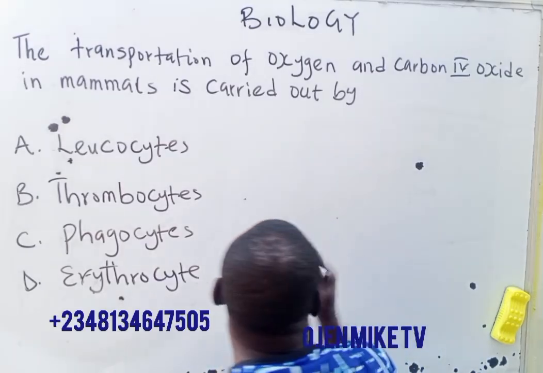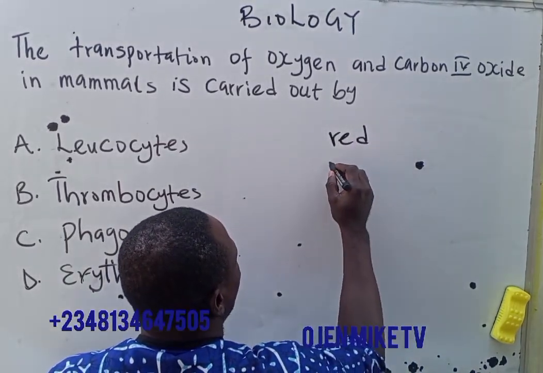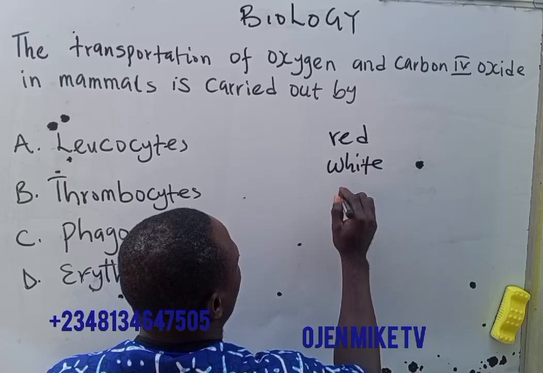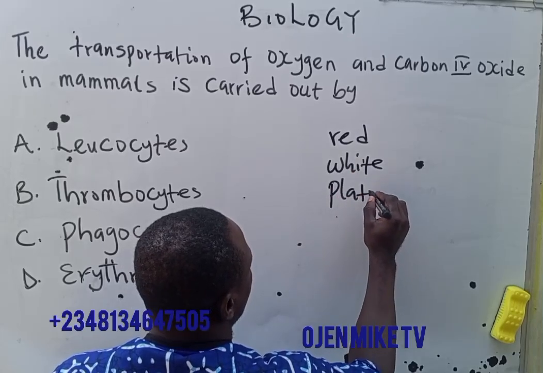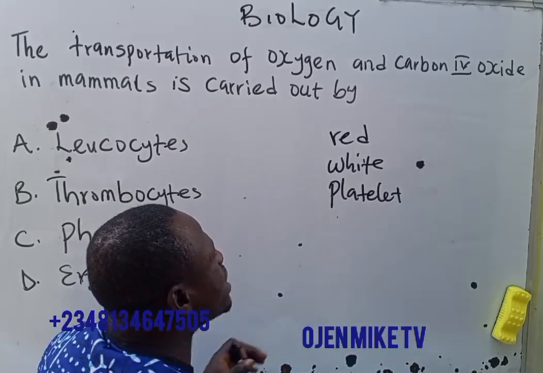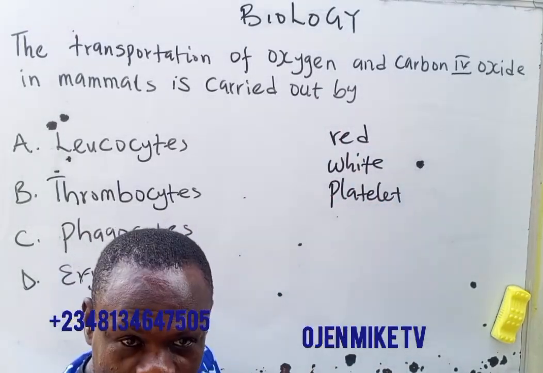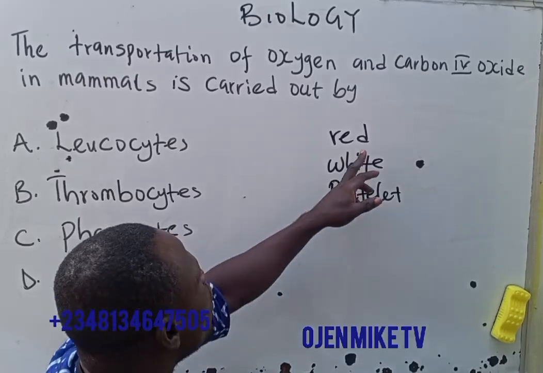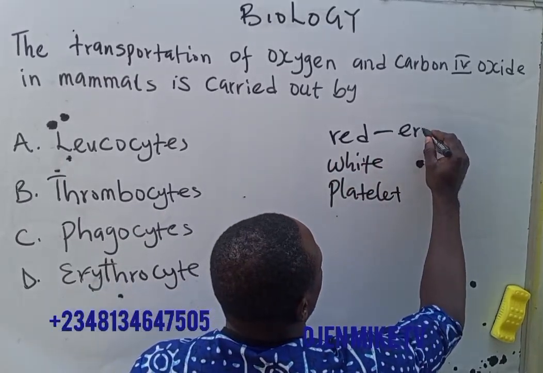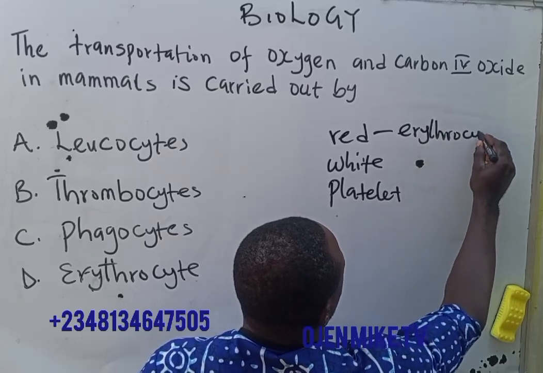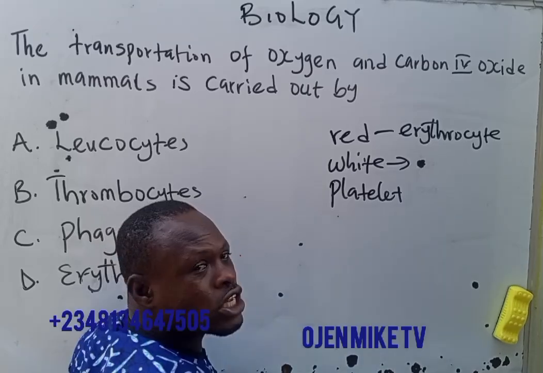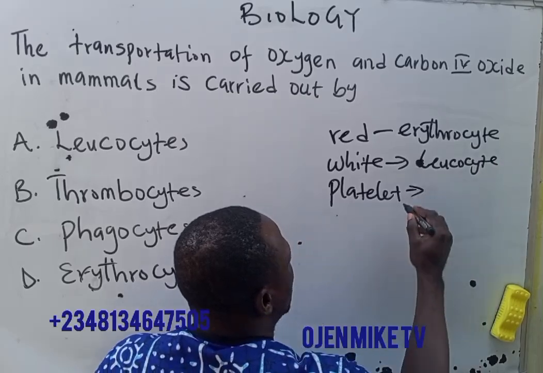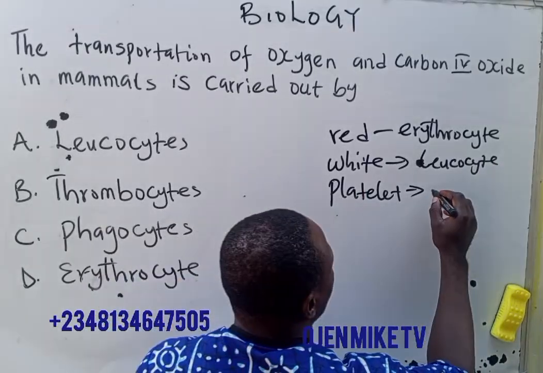We have the red, we have the white, and we have the platelets. These are the three major types of blood cells. That is the solid part of the blood. Now, the red blood cell is also called erythrocyte. The white blood cell is also called the leukocyte. And the blood platelet is called the thrombocyte.